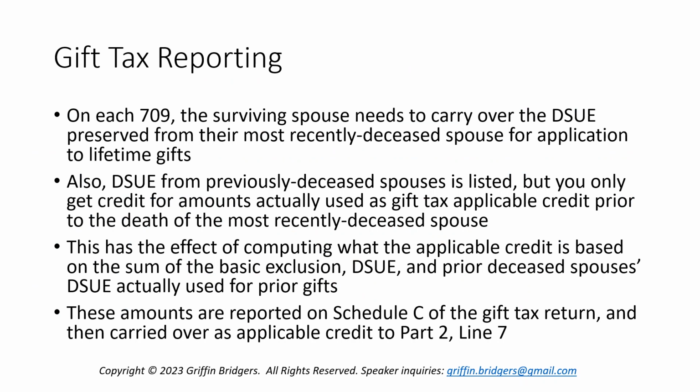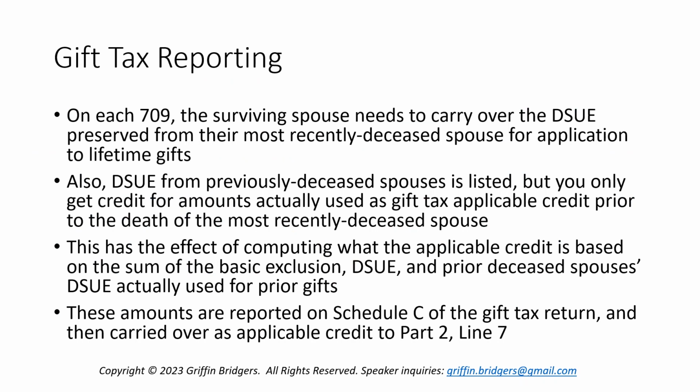So on the Form 709, there's a Schedule C on which you have to report the DSUE not just from your most recently deceased spouse, but also potentially from previously deceased spouses if you've been widowed multiple times. Why? Because you can get credit for amounts that you actually use as gift tax applicable credit from those prior deceased spouses' DSUEs, as we looked at in a prior discussion.